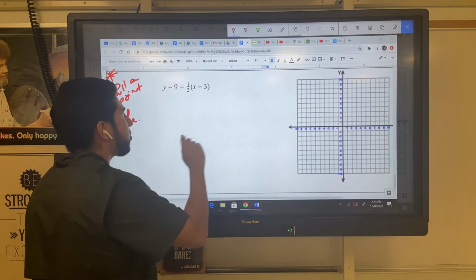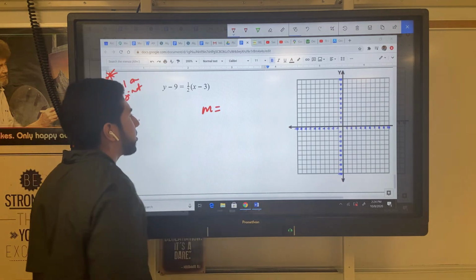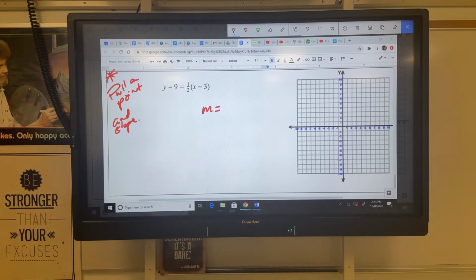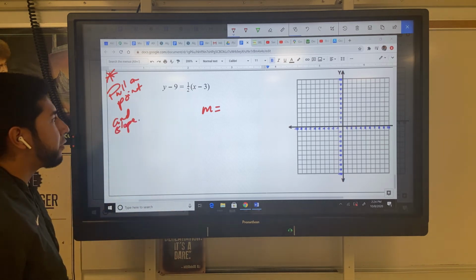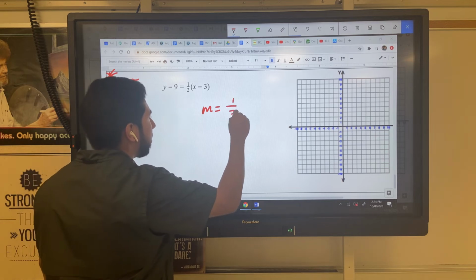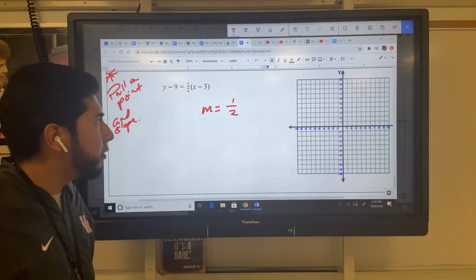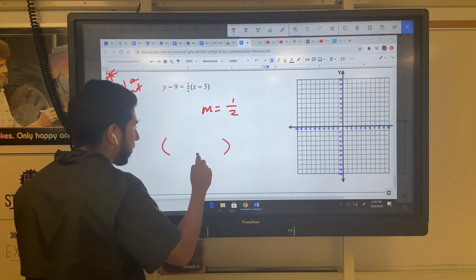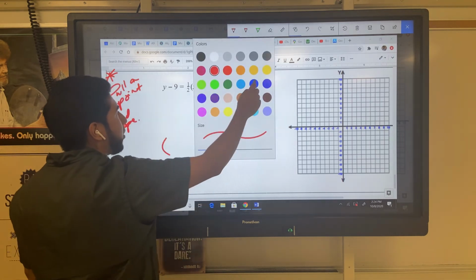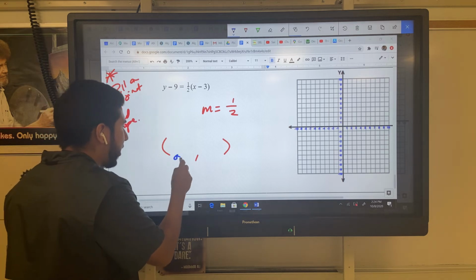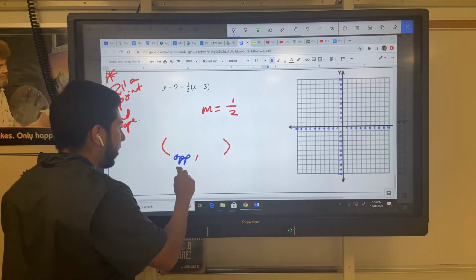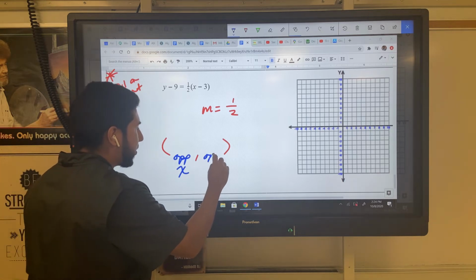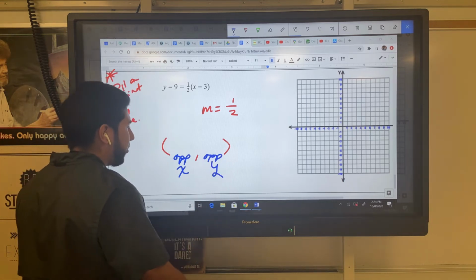If I ask you what my slope is, you should be able to tell me right away. Sir, it's in front of the x. Wonderful. Look for the x. What's right in front of it? The 1/2. Boom. Slope is easy. What's more difficult is that point. Now this point, I'm going to take the opposite value or opposite sign of x. That's going to be my point. I'm going to take the opposite sign of my y value.